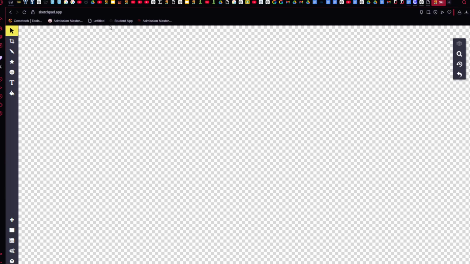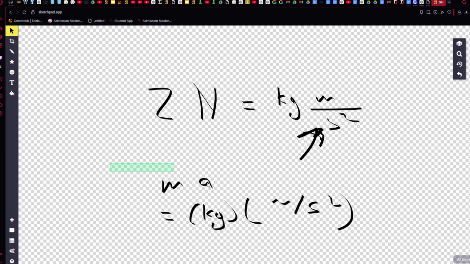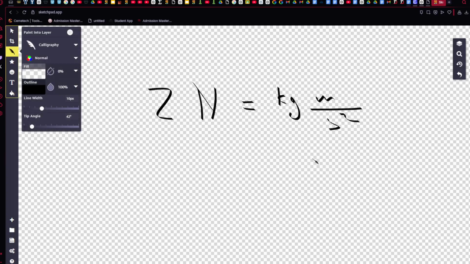So F equals ma. If I apply a 2 Newton force, a Newton is equal to kg m over s squared. The logic is ma: m has units of kg, and a has units of m over s squared. So that's where this comes from. A Newton is the SI unit of force. SI units just means using kg, meters, seconds, and stuff like that.